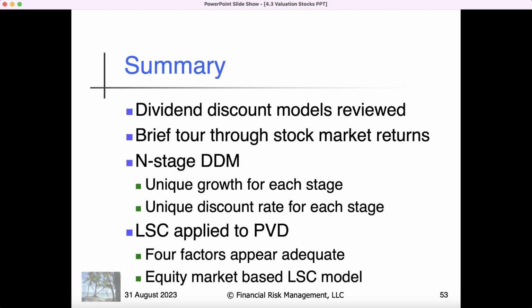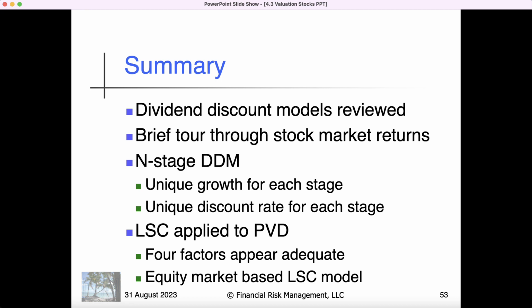In summary, we've examined the dividend discount model in a variety of different forms. We took a brief tour through the stock market returns and noted that every decade you're typically up significantly, but there's at least one downdraft that's also significant. If you're going to be an equity investor, you need to prepare yourself for seasons when your portfolio is down a sizable amount. The key is to be a long-run investor.